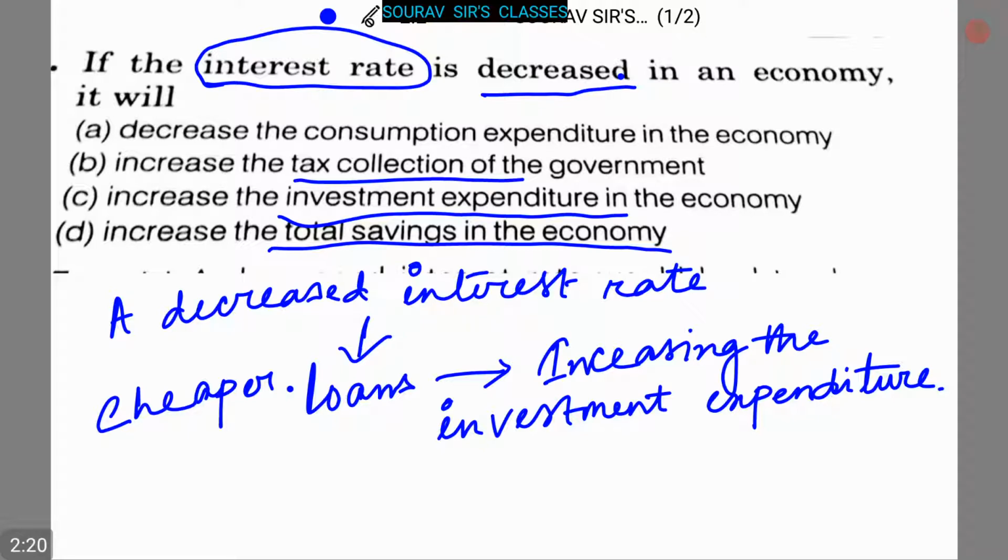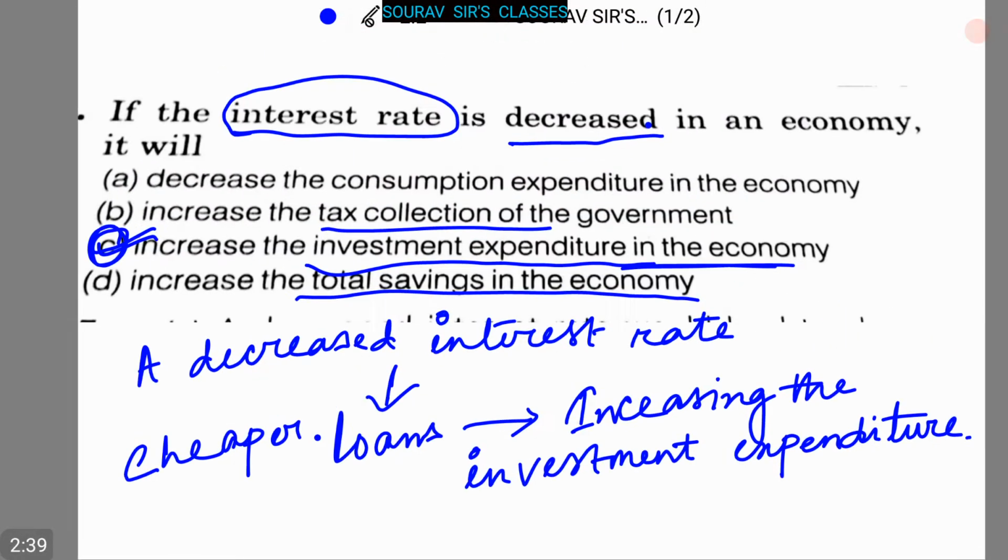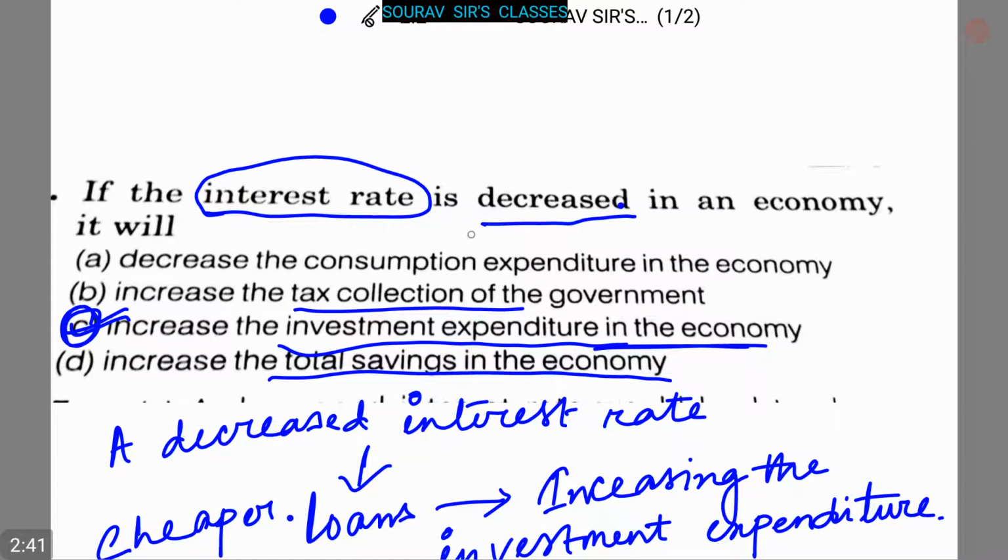Thus, decreasing the interest rate in an economy would lead to an upward shift in the investment expenditure of the economy. So, option C, that is increase the investment expenditure in the economy, is the correct answer. So, if the interest rate is decreased in an economy, it will increase the investment expenditure of that economy.